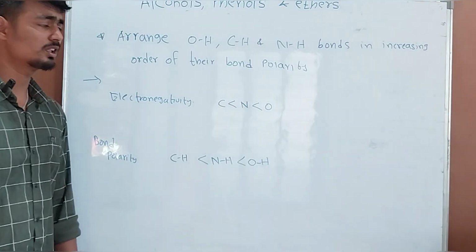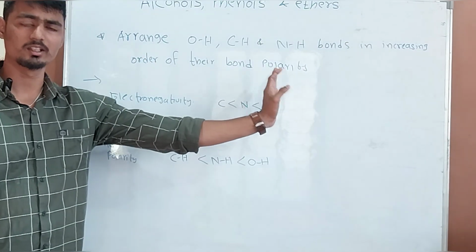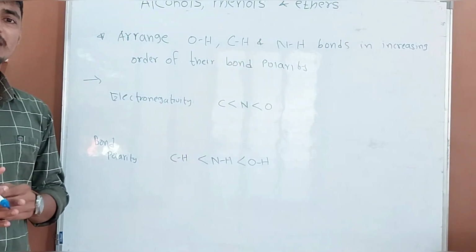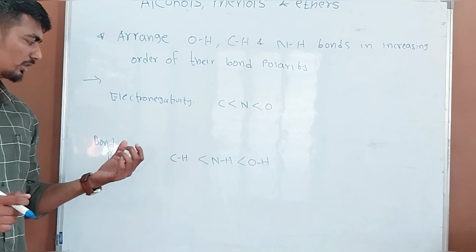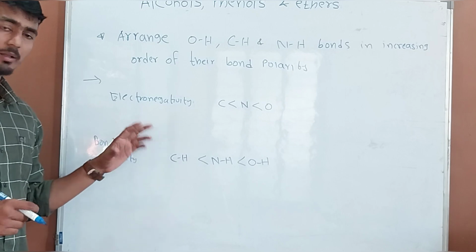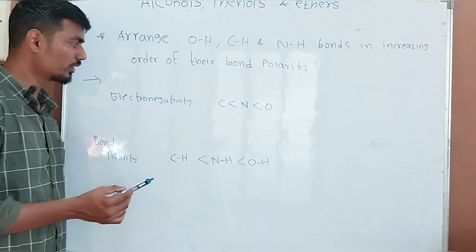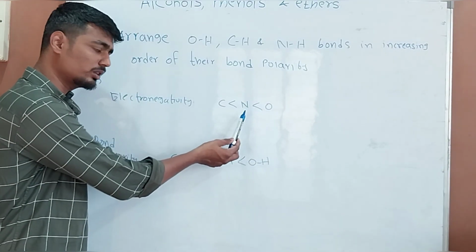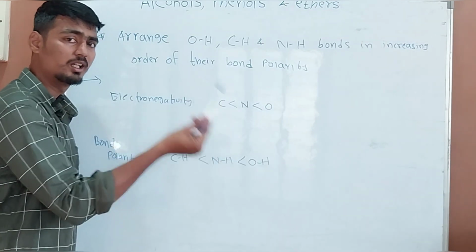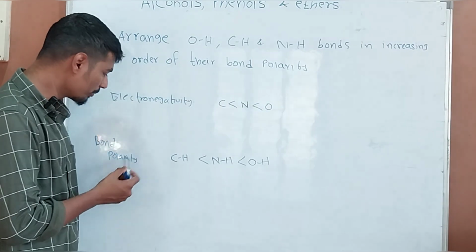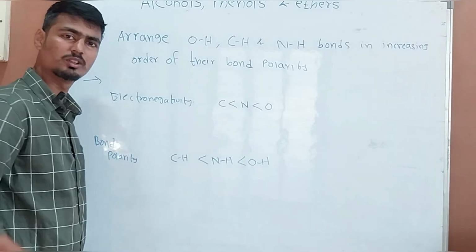Our next concept is to arrange OH, CH and NH bonds in increasing order of their bond polarity. Bond polarity depends upon the electronegativity, how electronegative the atom is. The electronegativity of oxygen is higher than nitrogen, and nitrogen is higher than carbon. So carbon has the lower electronegativity and oxygen has the higher. So bond polarity increases from CH to NH to OH. This is our answer.